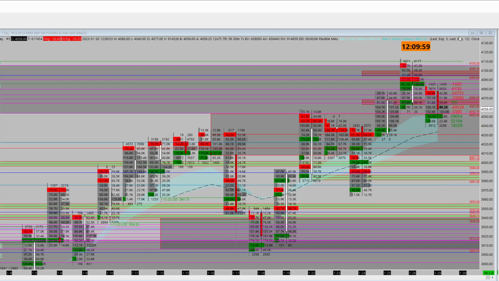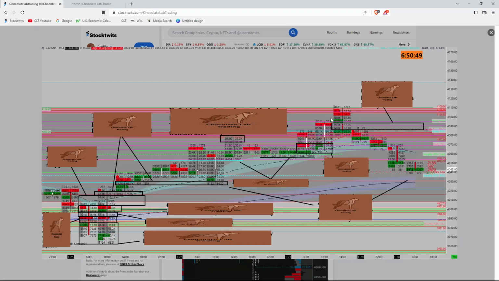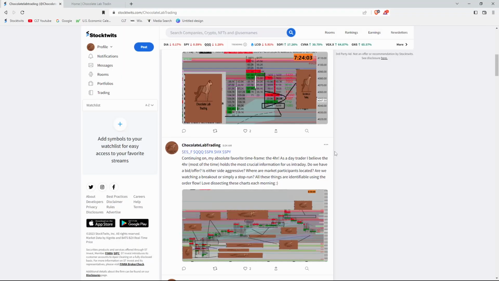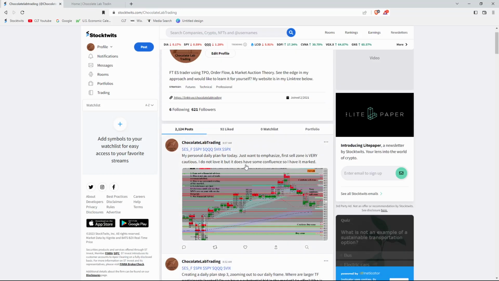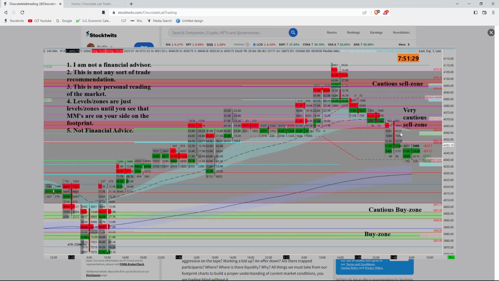So let me bring up the makings of the daily plan, and let me bring up my post of the daily plan. I post the same thing here on YouTube through the community tab. It's just easier for me to look at here. So I said my personal daily plan for today. I just want to emphasize the first sell zone is very cautious. I do not love it, but there were some things of confluence there that I felt I should have it marked just in case.